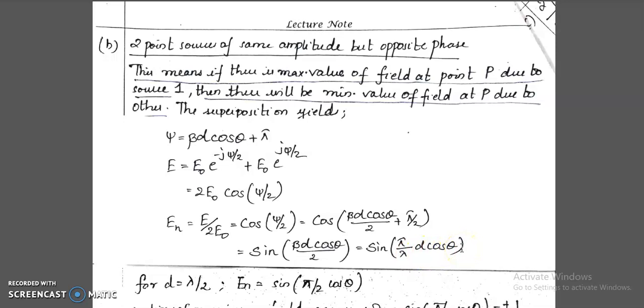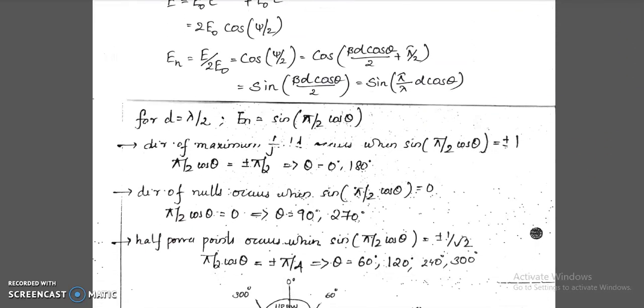Next, we want to plot the radiation pattern. For that, we assume the distance between the antenna sources is lambda by 2, d is equal to lambda by 2. By substituting d is equal to lambda by 2, you will get the normalized electric field En is equal to sine of pi by 2 cos theta.